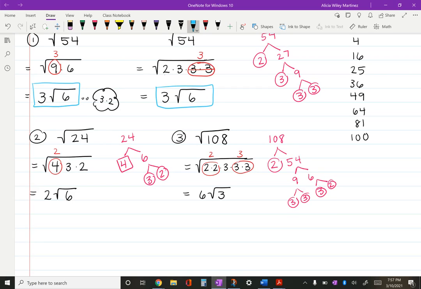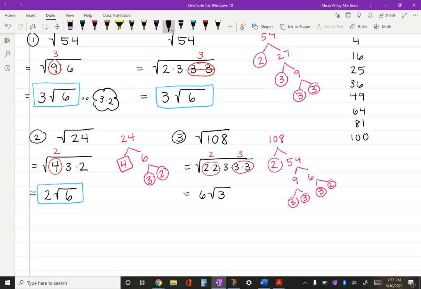Okay, so you can see here in number 2, I got the answer of 2 square root of 6. The way that I chose to do this problem is I broke down 24 to 4 times 6. 4 is a perfect square, and 6 only breaks down to 3 times 2. So I was able to take the square root of 4 and leave the 3 times 2 behind inside.